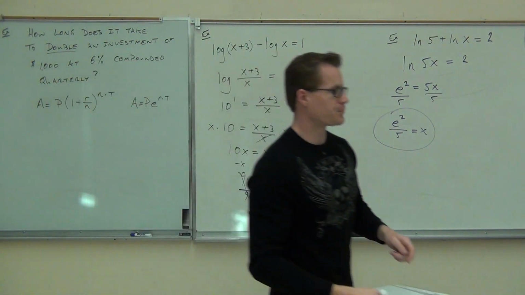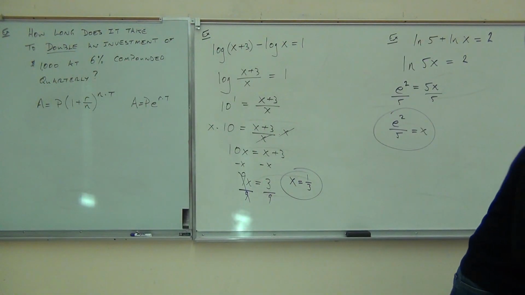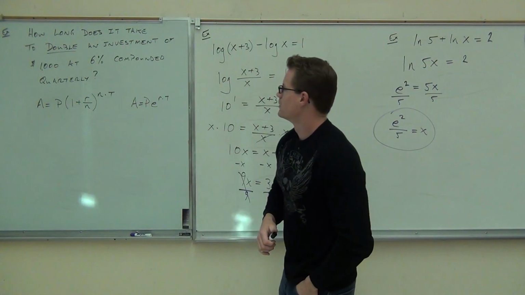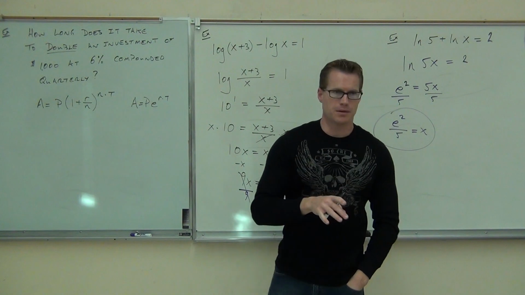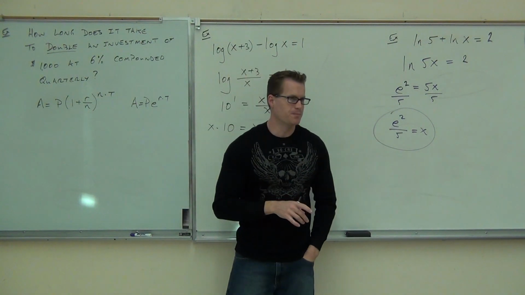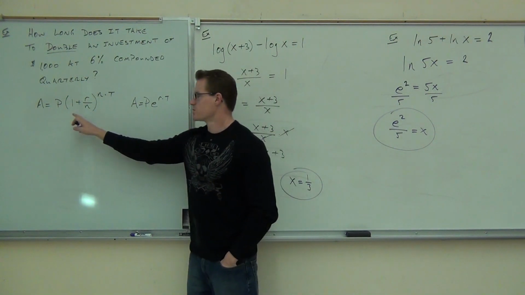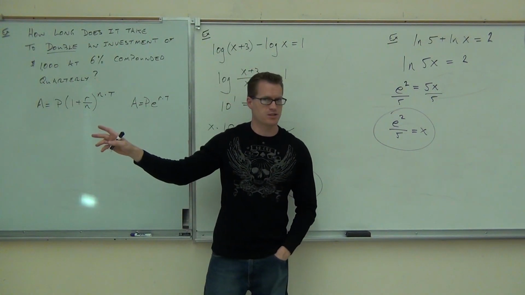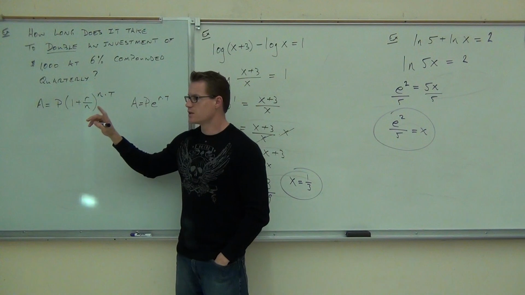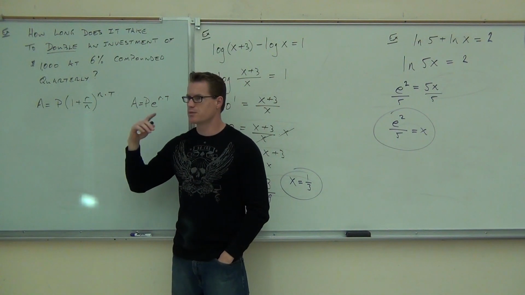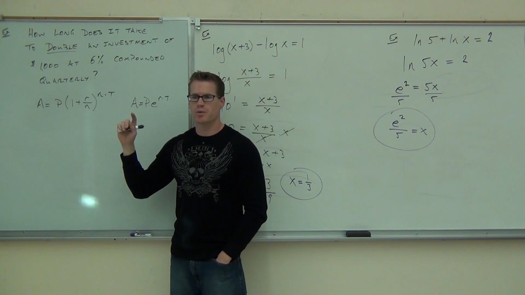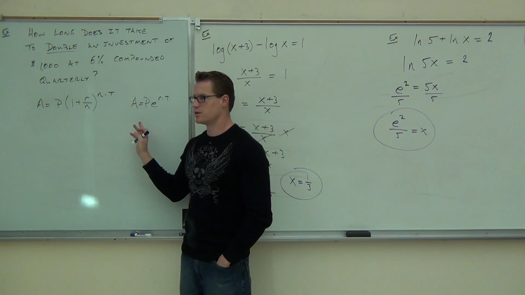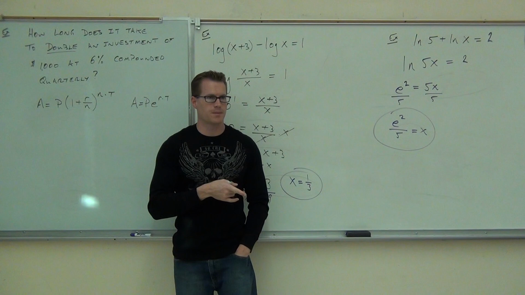Read the problem. Immediately, you need to be able to determine which of these two formulas you're going to use. I've given you 2 formulas in this class for interest. We're talking about interest and investment right now. One is dealing with compounded continuously, one's dealing with compounded any other way. Can you tell me which is dealing with continuous compound, the left one or the right one? Right one. Good. You should have dealt with that on your homework, right?